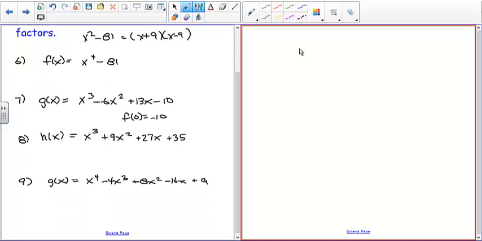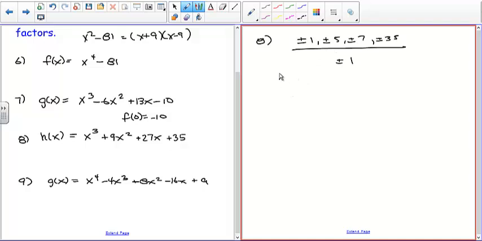So number 8. It's a third order polynomial. So we've got 1 real zero, or 3 real zeros. The possible rational zeros are plus or minus 1, plus or minus, well, what are the factors of 35? There's 5, 7, 35. So 5, 7, 35. The denominator is plus or minus 1. So there are 8 possible rational zeros.